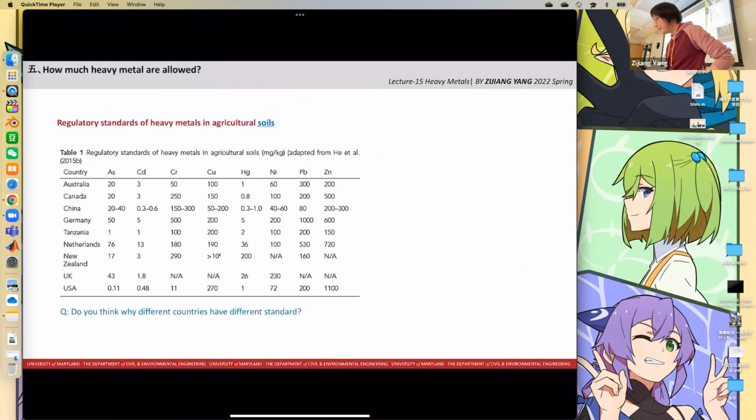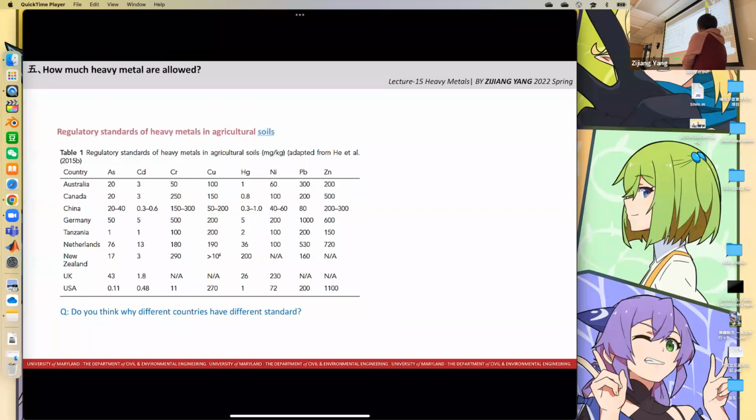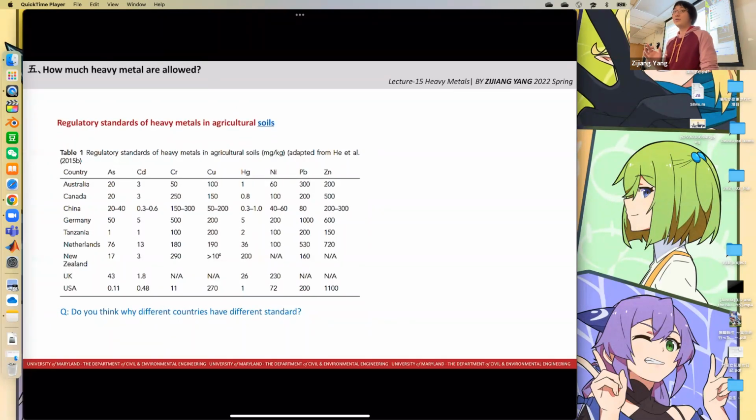And the next one is about regulatory standards. We are also interested in the regulatory standards of heavy metals in different environmental components. The first one is agricultural soil. And here I add agriculture because if we are interested in the soil, we have this one. It doesn't open.